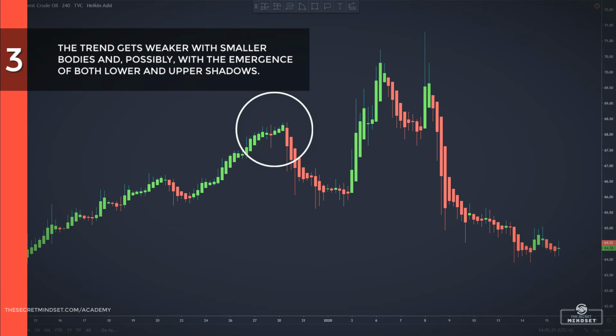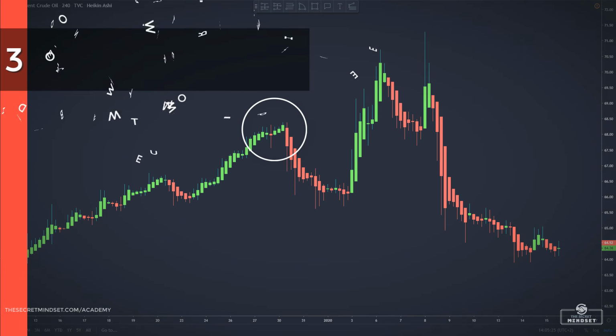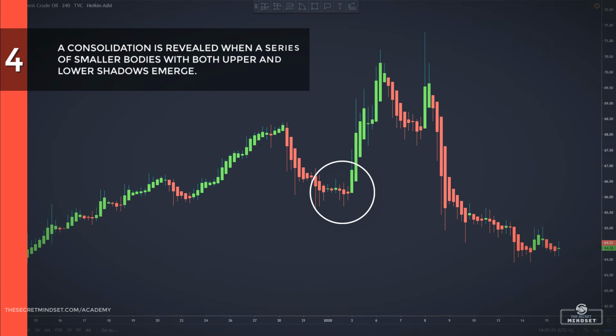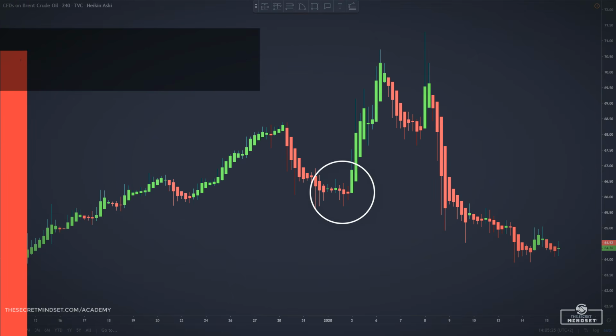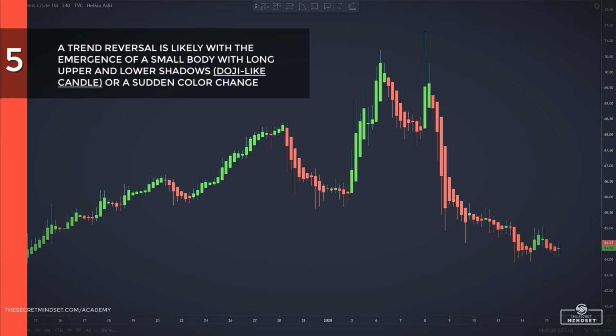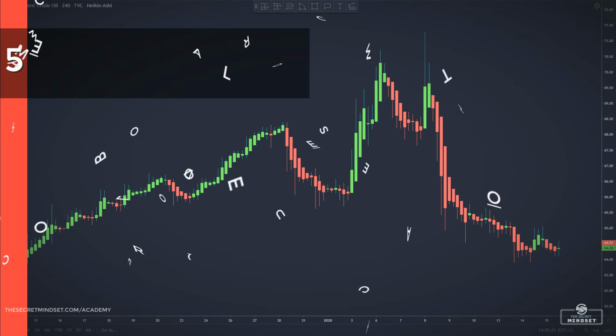The trend gets weaker with smaller bodies and possibly with the emergence of both lower and upper shadows. A consolidation is revealed when a series of smaller bodies with both upper and lower shadows emerge. A trend reversal is likely with the emergence of a small body with long upper and lower shadows, a doji-like candle, or a sudden color change.